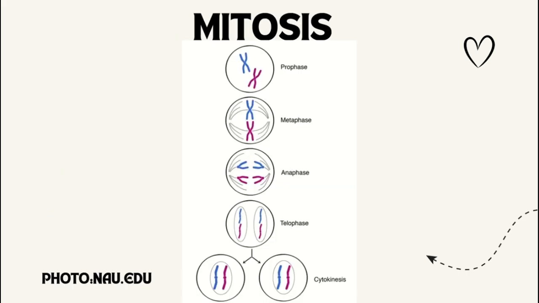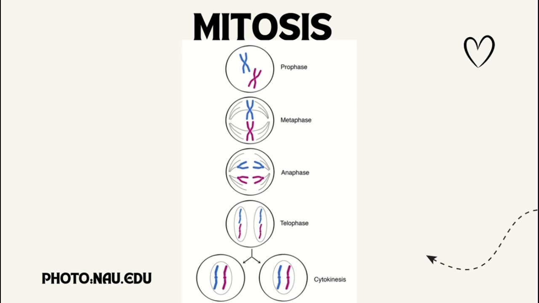So this is the process of mitosis. Basically, how I remembered it is PMAT: prophase, metaphase, anaphase, telophase, and then you have cytokinesis. Now, I said PMAT, so why do we include cytokinesis? We're going to explain that.